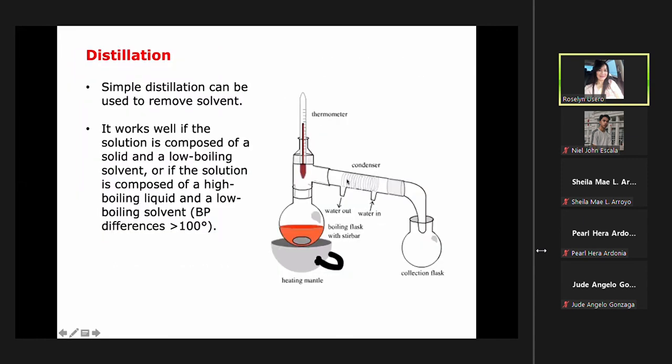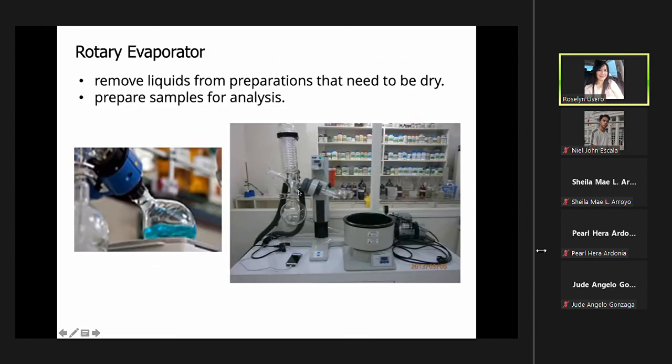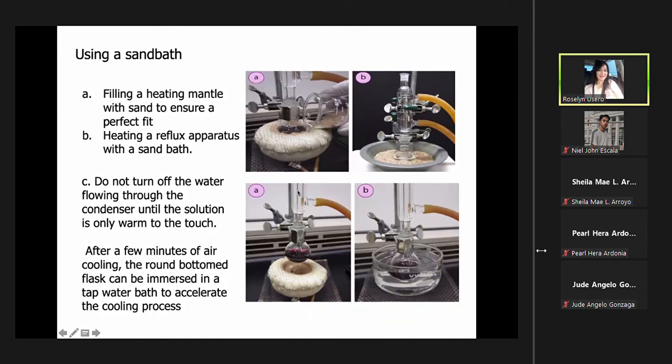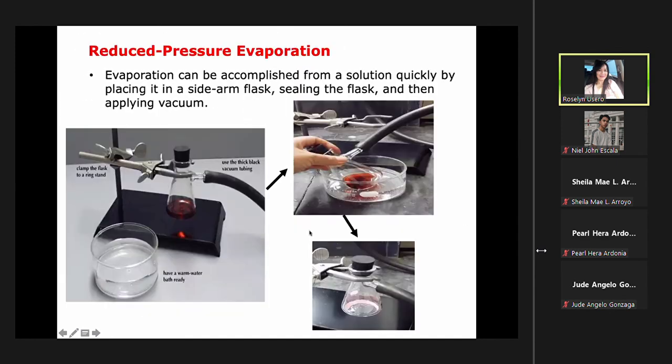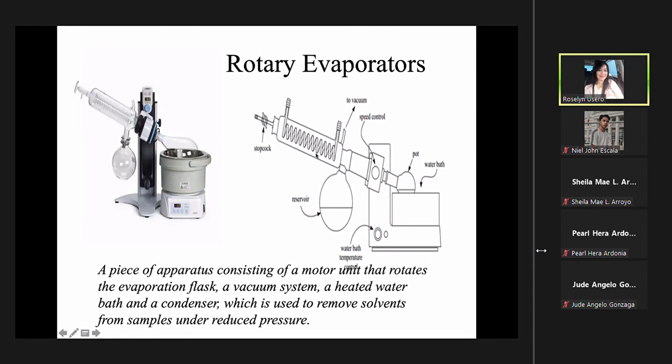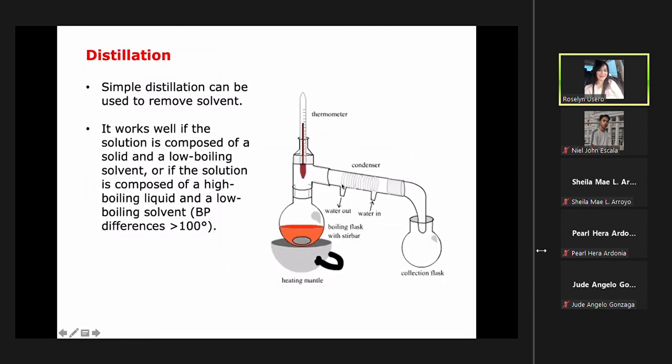Next, distillation. Notice the position of the condenser in contrast with the reflux here. In reflux it is vertical, while in distillation, and with the rotary evaporator, it is slanted or vertical. So it works well if the solution is composed of a solid and a low boiling solvent, or if the solution is composed of a high boiling liquid and a low boiling solvent.